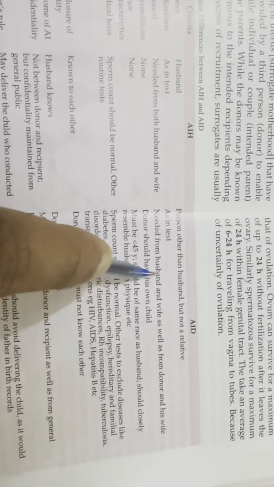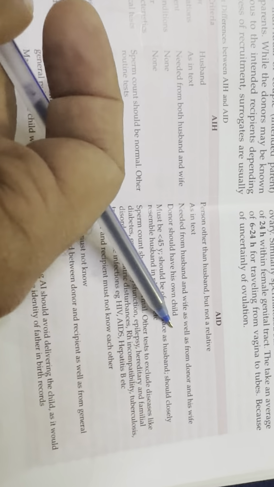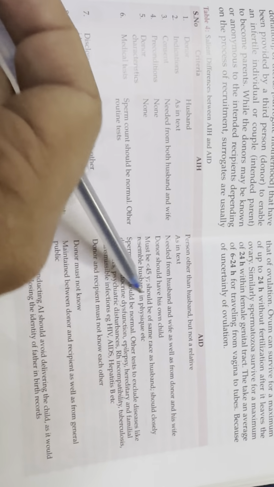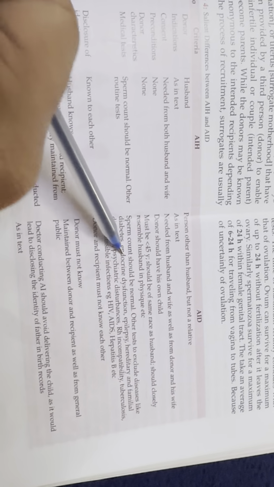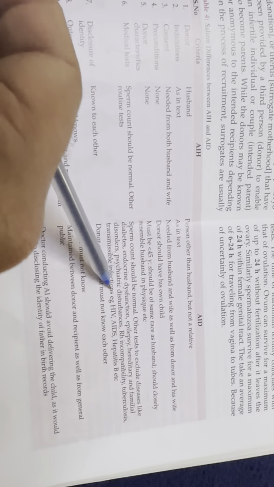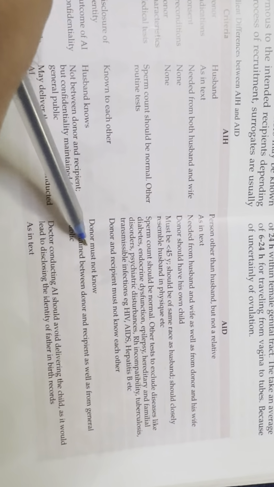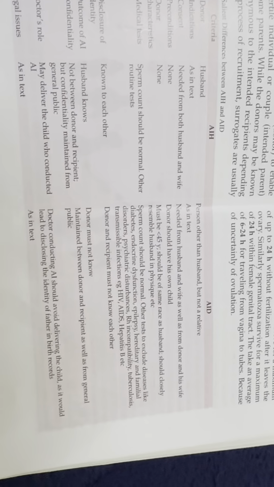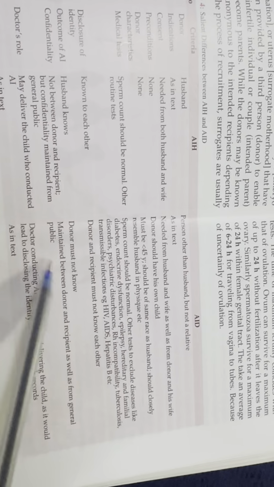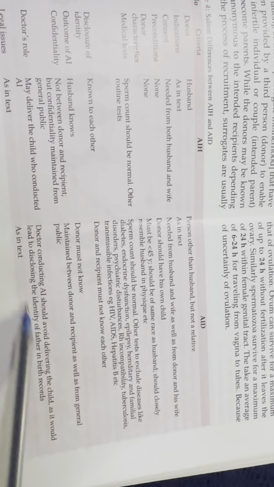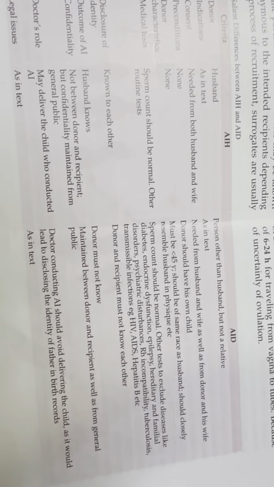Legal issue. Then artificial insemination donor: a person other than the husband but not a relative; consent is needed from husband and wife as well as the donor and his wife. The donor should have his own child, must be less than 45, should be of the same race as the husband, and should closely resemble the husband in physique. The sperm count should be normal. Other tests exclude diseases like diabetes, endocrine dysfunction, epilepsy, hereditary and familial disorders, psychiatric disturbances, RH incompatibility, tuberculosis, transmissible infection, HIV, AIDS, hepatitis B, etc. Donor and recipient must not know each other. Confidentiality is maintained between donor and recipient as well as from the general public. The doctor conducting the artificial insemination should avoid delivering the child, as it would lead to disclosing the identity of the father in the birth record.